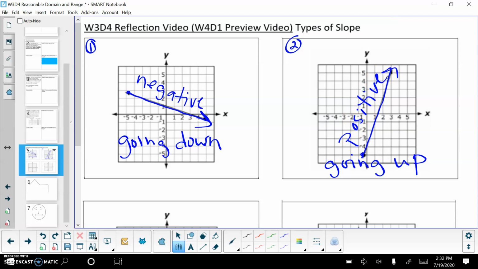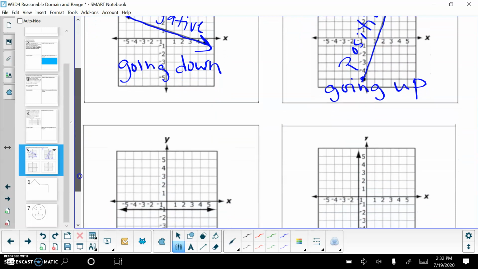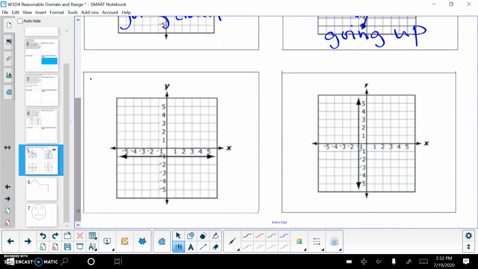Negative is going down from left to right. Positive is going up from left to right. And they can be very steep or a little bit on the flatter side. Now, number 3 is really a flat horizontal line when you look at it. But again, if I go to the left, way over here on the left side, and then as I go to the right, I actually don't go up or down. I'm just going to go completely flat horizontal like this. So this is a completely flat horizontal line.